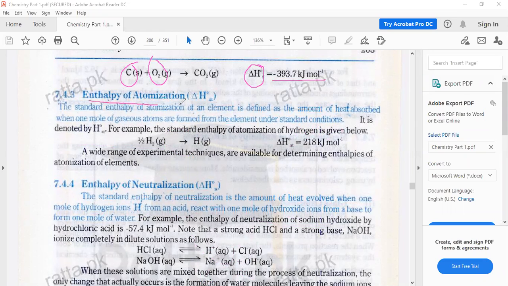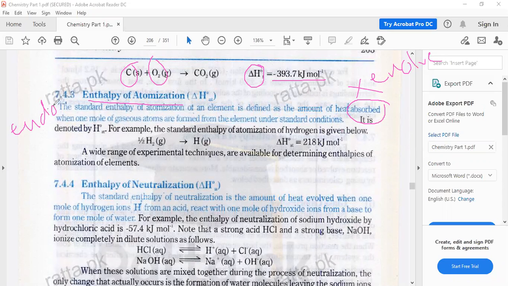Next we have enthalpy of atomization. Atomization sounds like an atom is formed. So when you are making an atom of an element, the amount of heat absorbed is called the enthalpy of atomization. Here you notice only "absorb" is written, not "evolve", which means atomization is only an endothermic reaction.